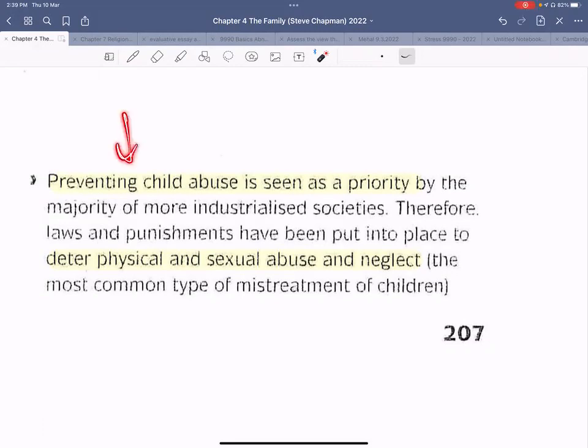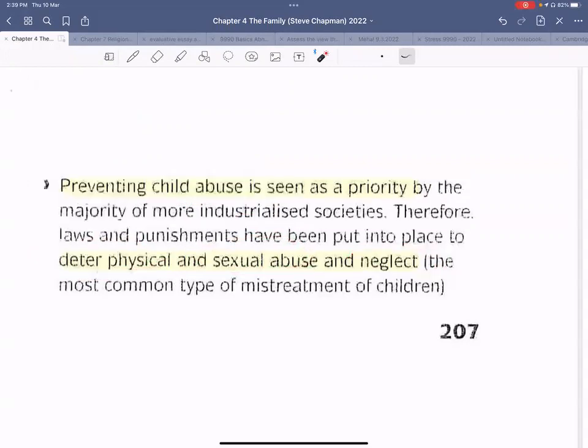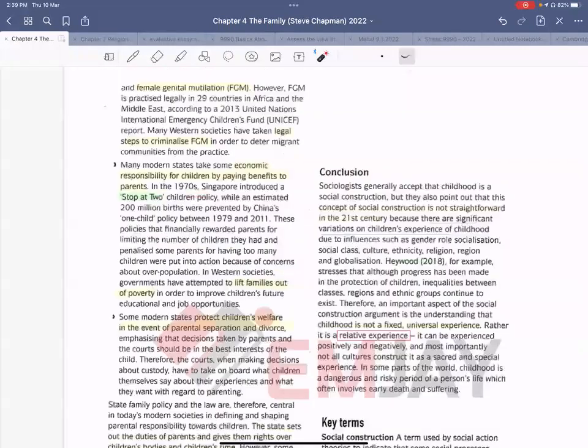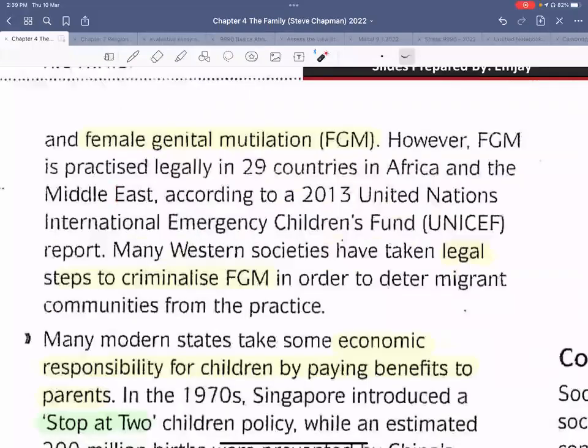So yeah, preventing child abuse is seen as a priority by the majority of more industrialized countries. Therefore, laws and punishments have been put into place to deter physical and sexual abuse and neglect. Clear here? And female genital mutilation. However, female genital mutilation is practiced legally in 29 countries in Africa and the Middle East, according to a 2013 United Nations International Children's Emergency Fund report. Clear here? Many Western societies have taken legal steps to criminalize FGM in order to deter migrant communities from this practice.